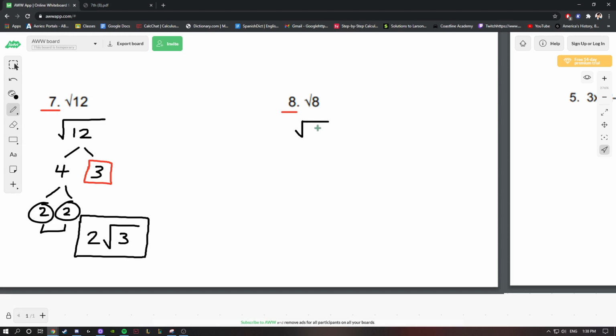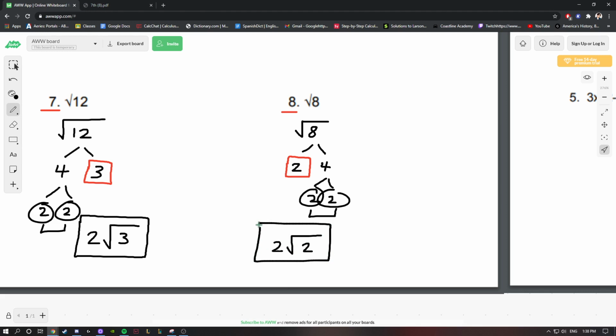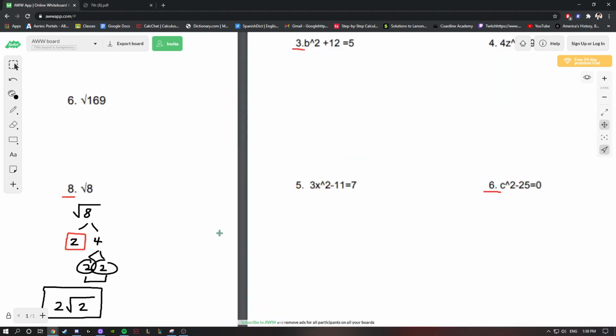Moving on, we have the square root of 8. Same principle applies as this last problem. We could do 2 and 4, and then we could do 2 and 2, right? And if we find that our two pairs match up to get 2, we could put a 2 on the outside, but this 2 is on its own, because we don't have another 2 to combine this with, so this will stay inside our radical, and we get 2 times the square root of 2.